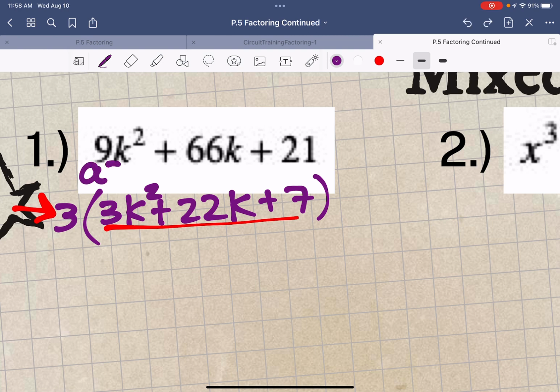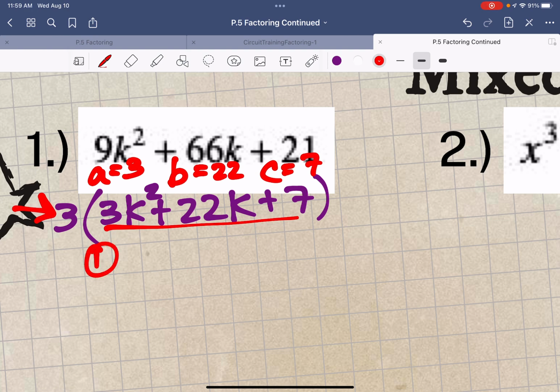So my A, I want to do red. So my A value of the inside would be 3. The B is 22. And the C is 7. All right, so I'm going to do my steps. First, I am going to multiply A times C. So 3 times 7 is 21.